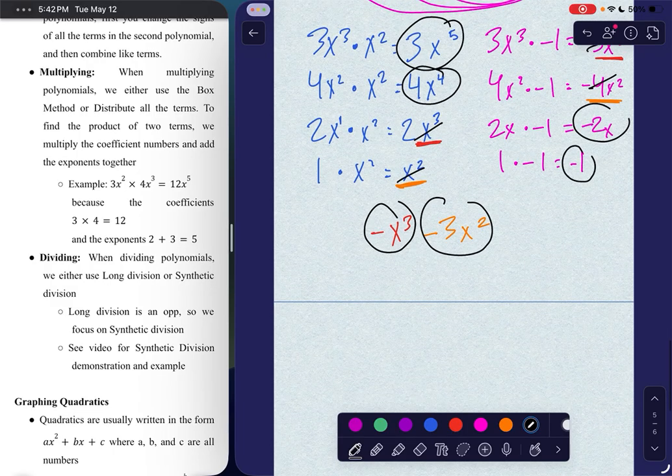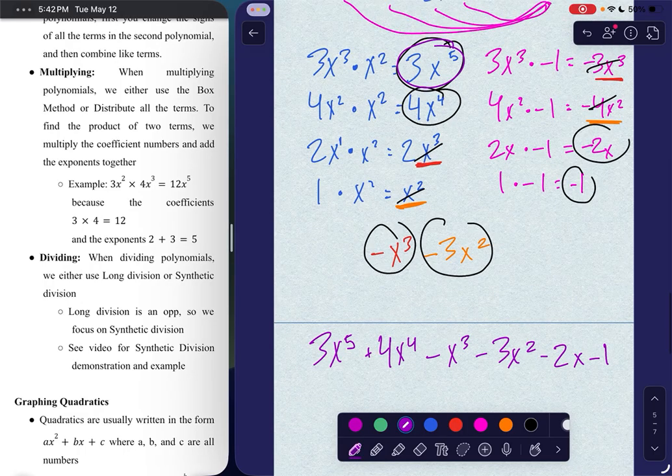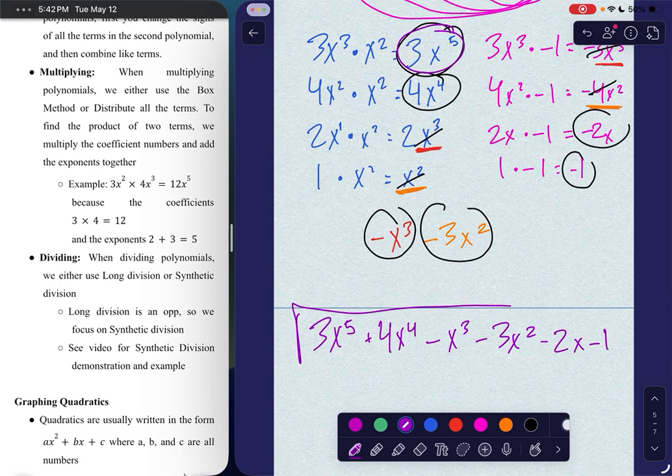So now we have to write that out in standard form. So remember, our biggest exponent comes first, which is going to be that 3x to the 5, followed by plus 4x to the 4. We use plus because it's a positive 4. Then minus x to the 3, right? And then minus 3x squared minus 2x minus 1, right? Remember, exponents go biggest to smallest. So this would be our answer.